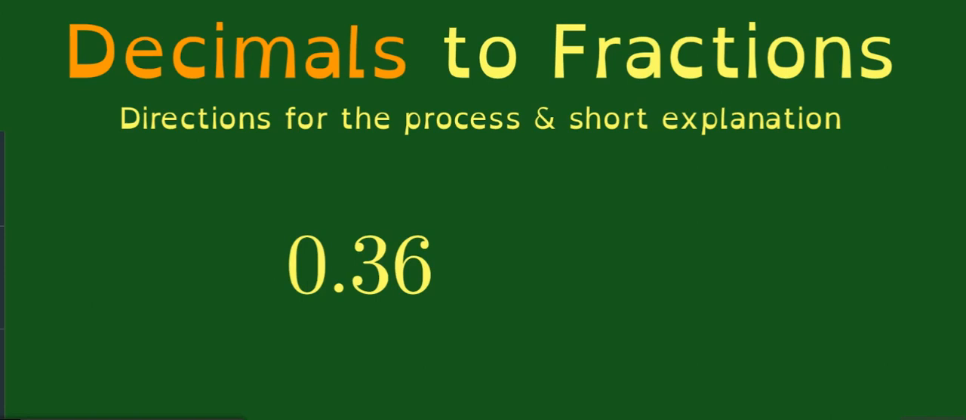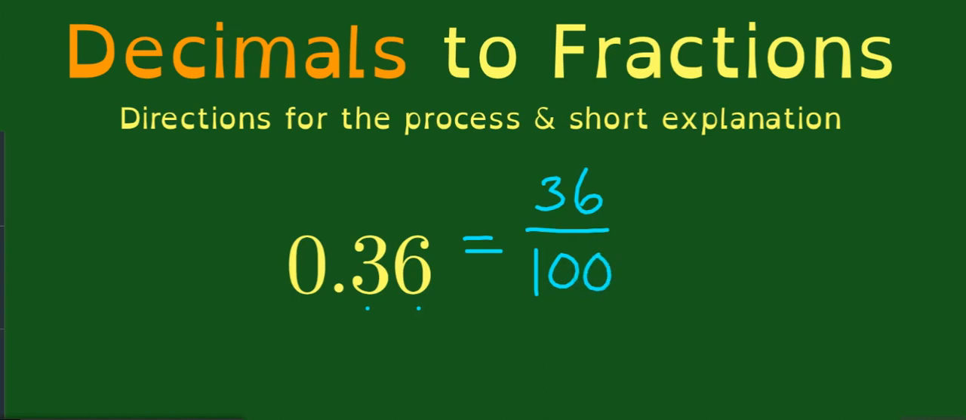So let's start with what I'm going to call the easiest one, but it all depends on what you know: turning a decimal into a fraction. Basically, if you can read the decimal, you can turn it into a fraction. I happen to know that this is 36 hundredths, so it very quickly turns into a fraction because I can read it properly.